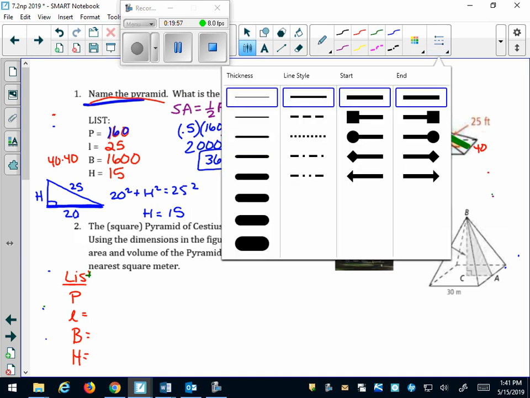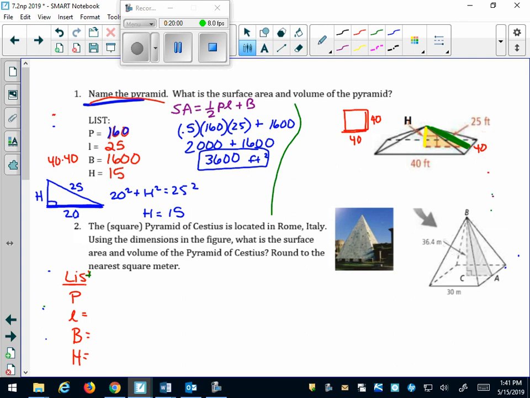Volume. BH over 3. Plug in what you know. You see how this list is all done? We don't have to think anymore. We could just plug stuff in. 1600 times H, capital H is 15. Divide by 3. 1600 times 15. Then do the whole thing, divide by 3. You get 8,000. Good. This is volume, so it's cubic feet.